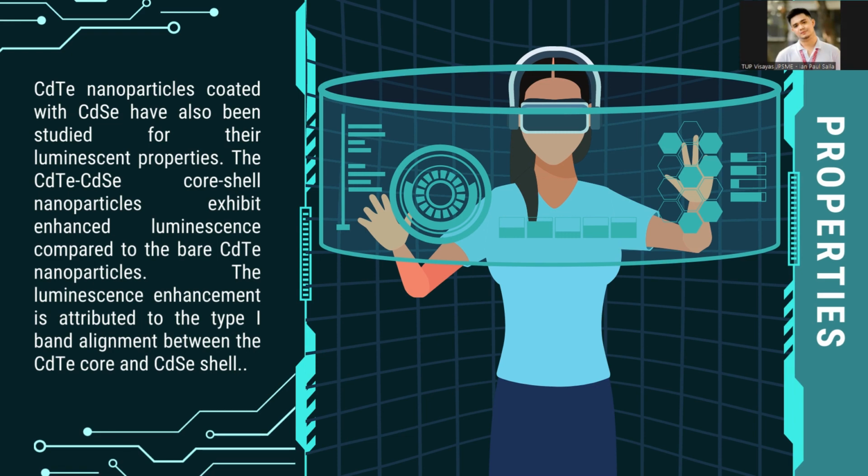CdTe nanoparticles coated with CdS have been studied for their luminescent properties. The CdTe-CdS core-shell nanoparticles exhibit enhanced luminescence compared to the bare CdTe nanoparticles. The luminescent enhancement is attributed to the type 1 band alignment between the CdTe core and CdS shell.